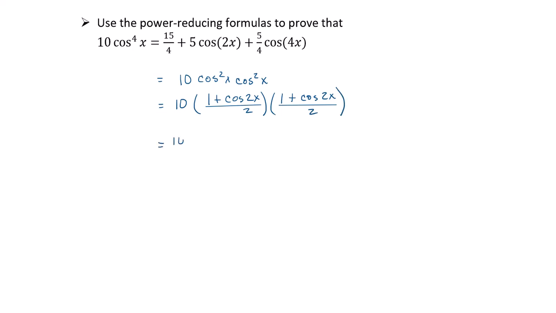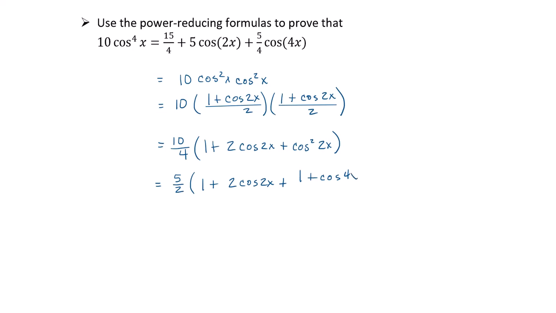Now I can go ahead and make this 10/4 times 1 plus 2 cosine 2x plus cosine squared 2x. Now I still have an exponent of 2, so I'm going to work on that. 10/4 simplifies to 5/2, and this is going to be 1 plus 2 cosine 2x plus 1 plus cosine 4x over 2.